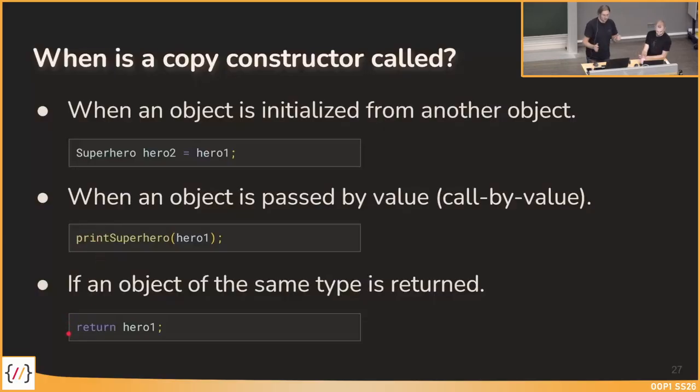And again, not very obvious, but you will definitely get used to it. Whenever we have a return statement of the same type, in this case again the superhero, and any function or method returns a superhero, and we do not specify anything special like a reference, this will also call the copy constructor. Because we return a variable from a function to any other function or method that called it, and a copy is created and passed back to the caller.